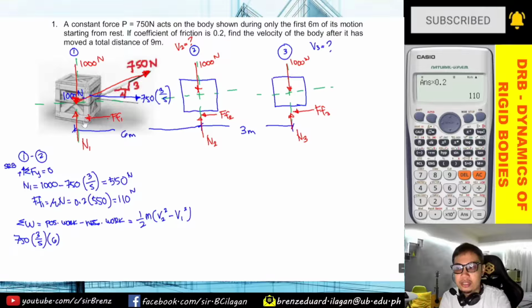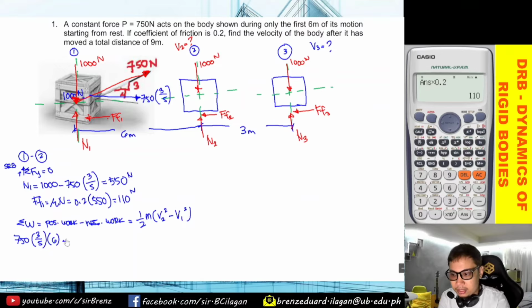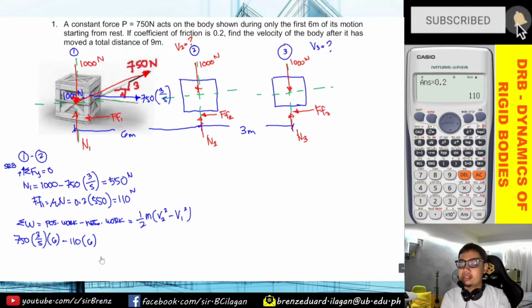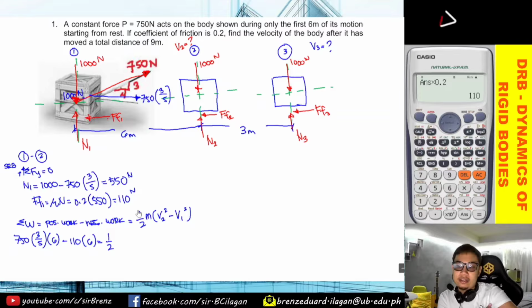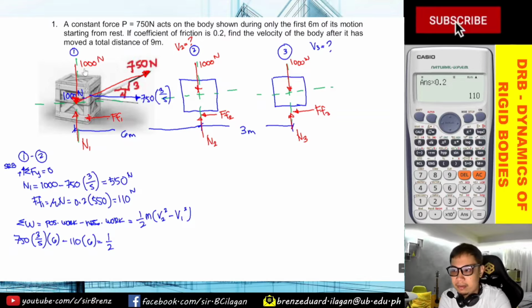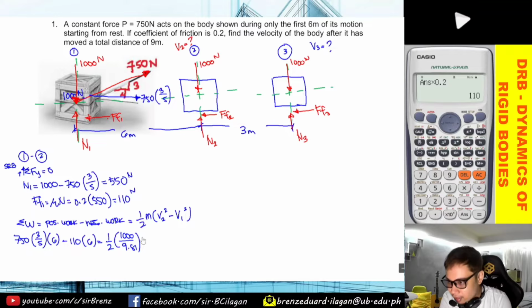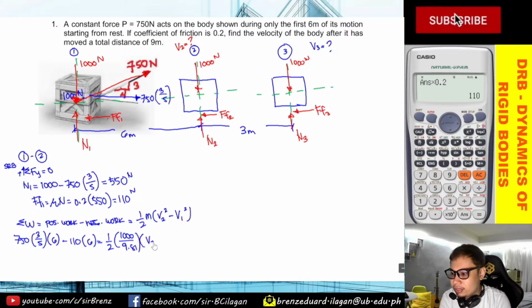So, since opposite yung direction niya or papunta siya sa kaliwa, therefore, that can be classified as a negative work, or minus 110 times 6. Meron pa ba? Wala na. So, equals to 1/2 of the mass. Ang given sa problem is naka-weight. So, to get the value of its mass, yung 1,000 Newton, simply divided by 9.81 to make it in kilogram. Okay, so V sub 2 squared.